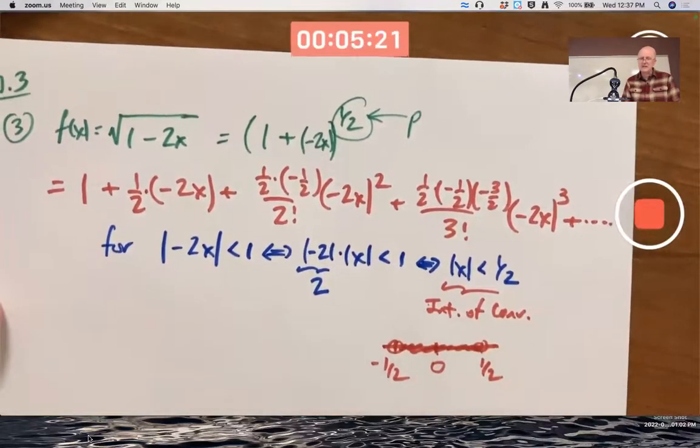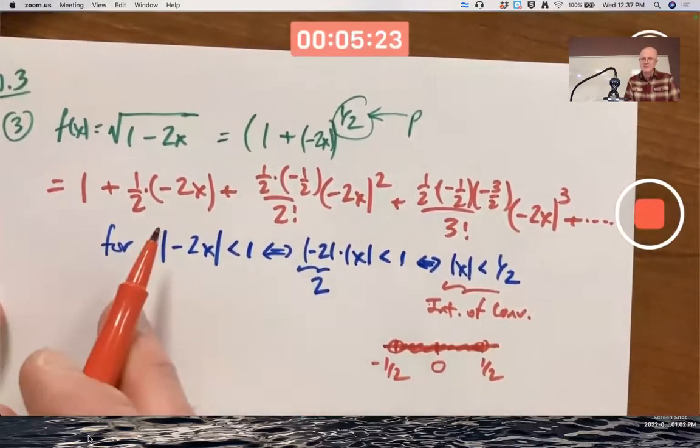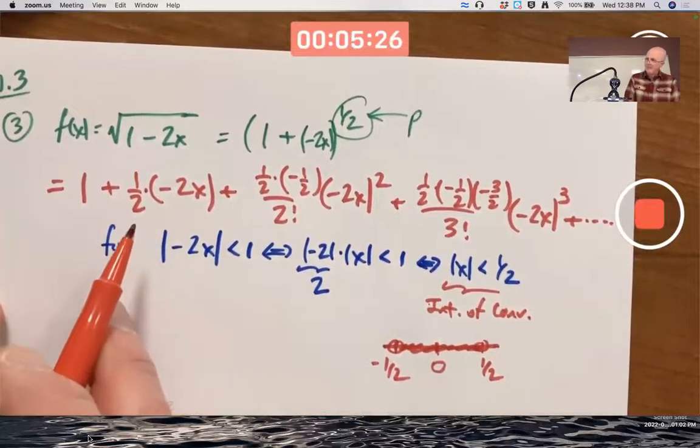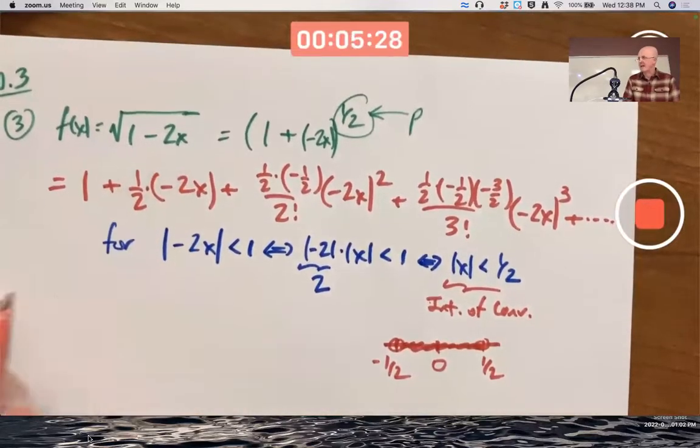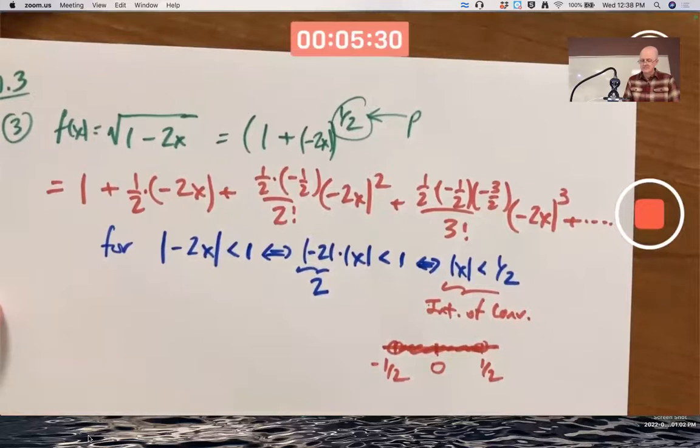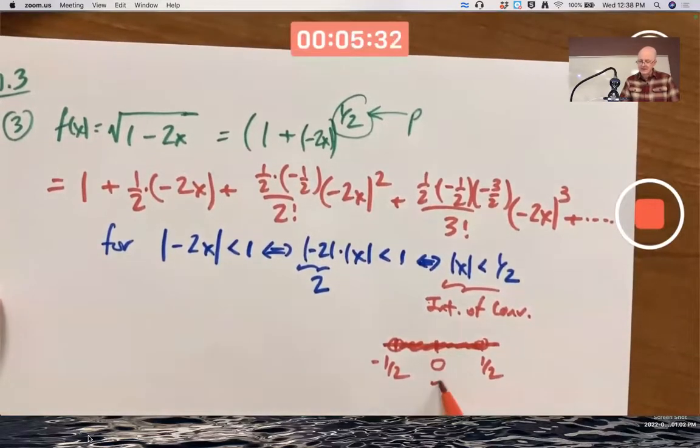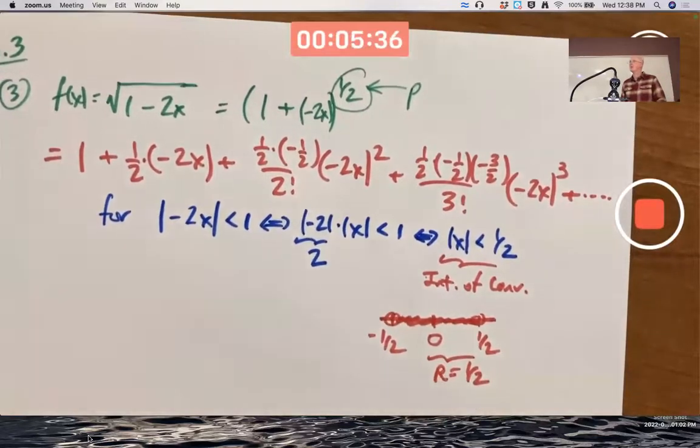For all the numbers in that interval, this series converges. It also happens to turn out to equal the function, though that takes more proof. And the radius of convergence is the distance between the center and either endpoint. R is 1/2. You were not asked for the interval of convergence or the radius, but I might in the test. So I wanted to add that.